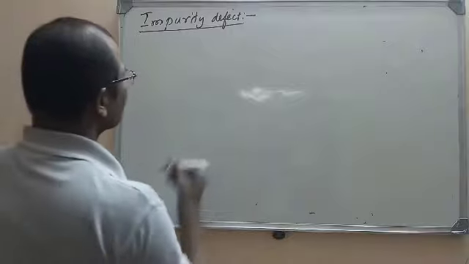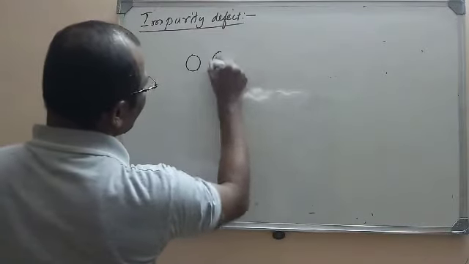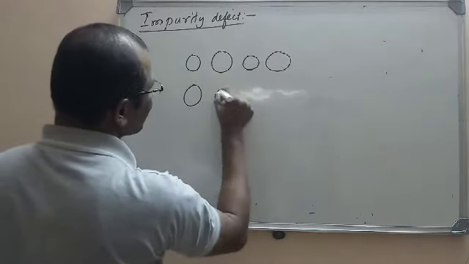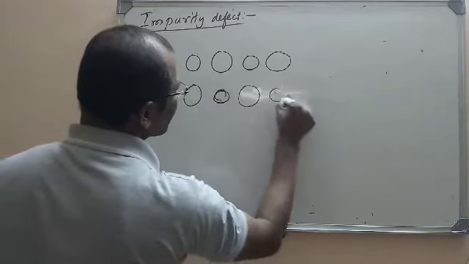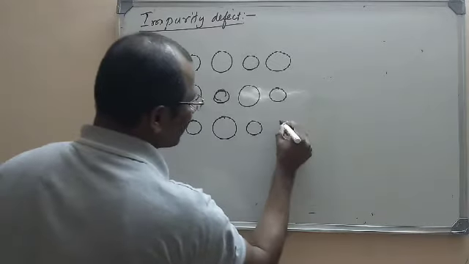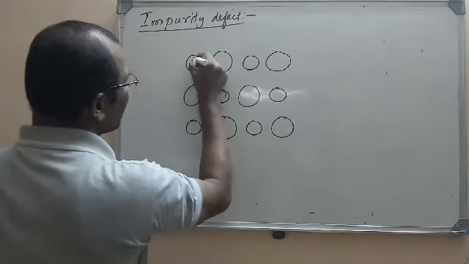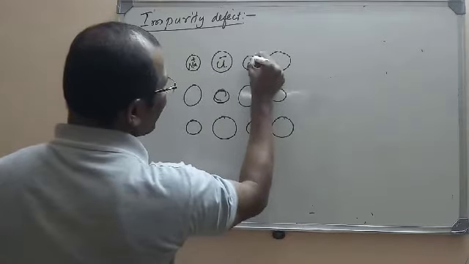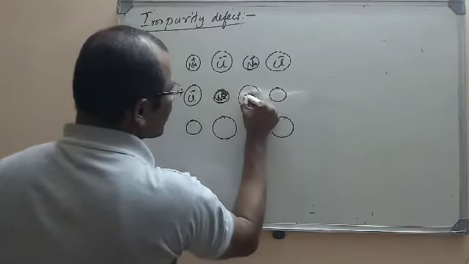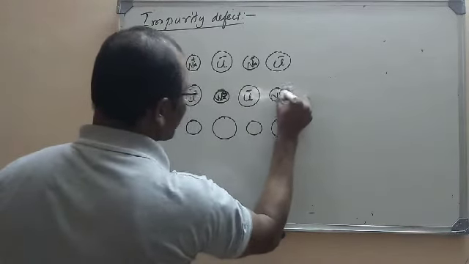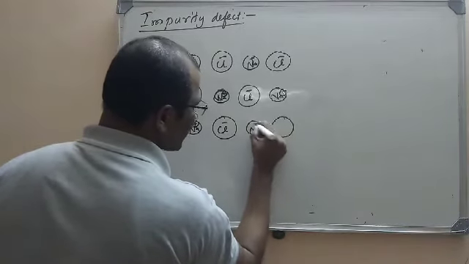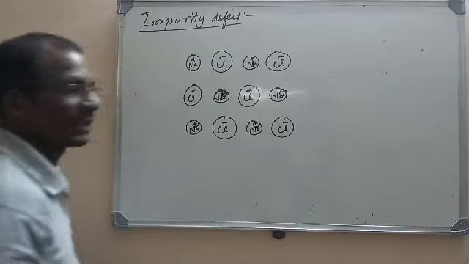This is the actual arrangement of Na+ and Cl- ions. Here I am just showing the impurity defect in the case of NaCl. So these are Na+ ions, and here we have Na+ and Cl- ions. This is the ideal arrangement, the non-defective crystal.